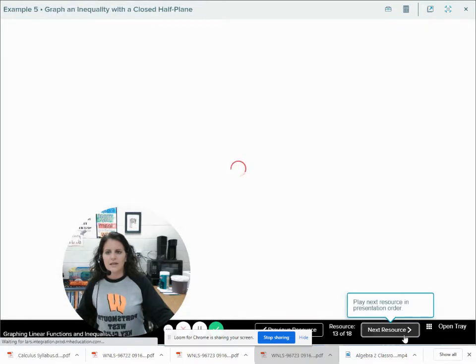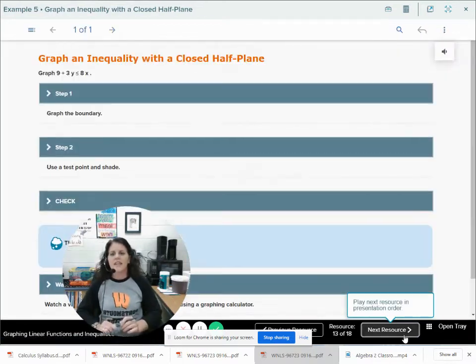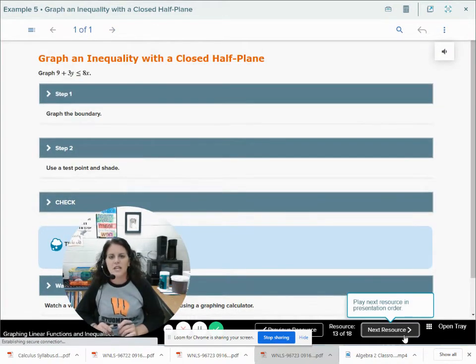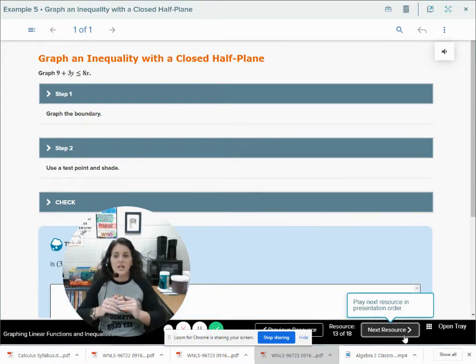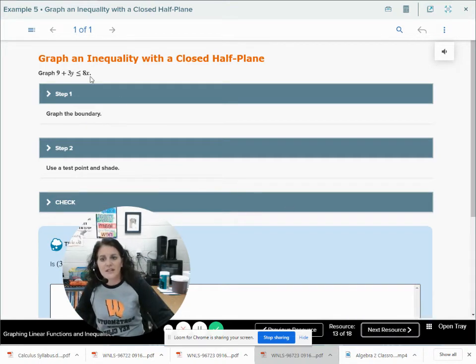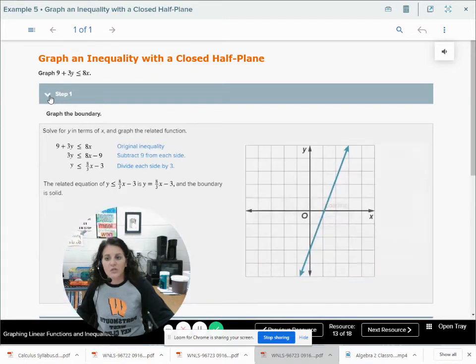All right, and example 5. Graph an inequality with a closed half plane. That previous example was open because it was a dashed line. So now we're going to look at one that's going to be a closed half plane. And so therefore I know when I see the words closed half plane, it must have an equal to in the problem. We look at this inequality and there is a less than or equal to.